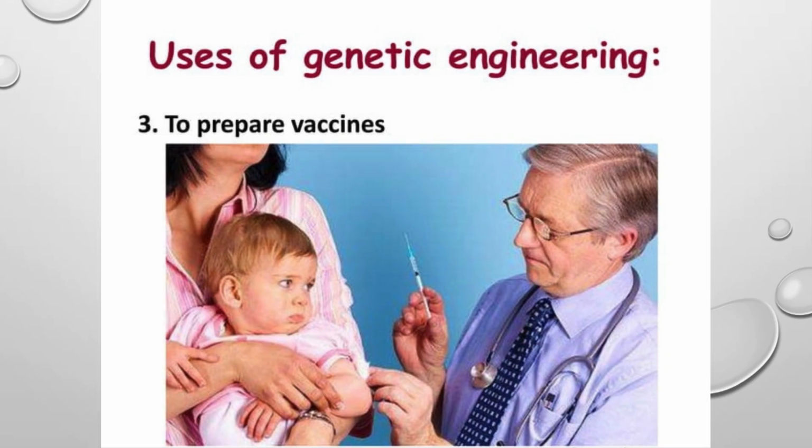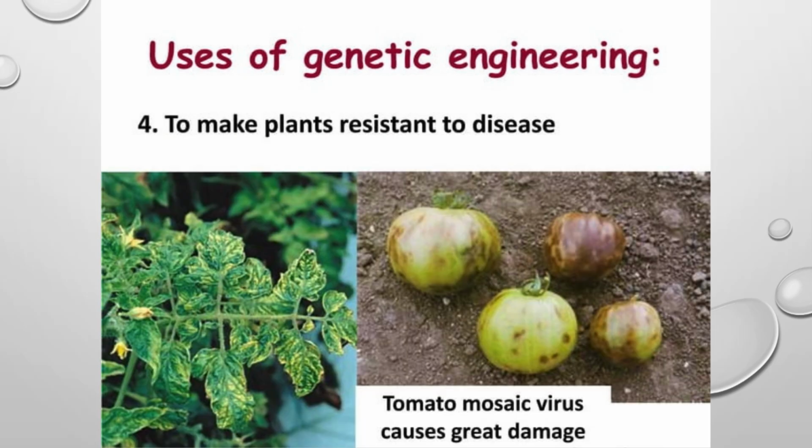Number three, to prepare vaccines. Children who have trouble growing use growth hormone. Before, doctors had a hard time finding enough growth hormone and it wasn't safe. Now, scientists use genetic engineering to teach bacteria how to make human growth hormone, and this bacteria produces it safely in large amounts. Genetic engineering helps make medicine that helps children grow normally and healthy.